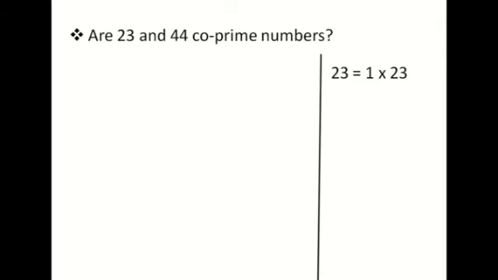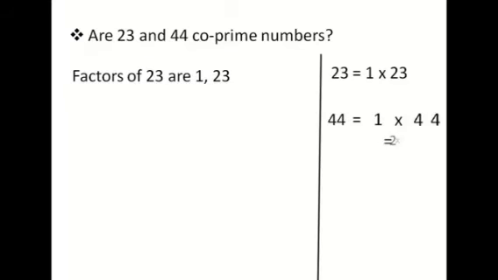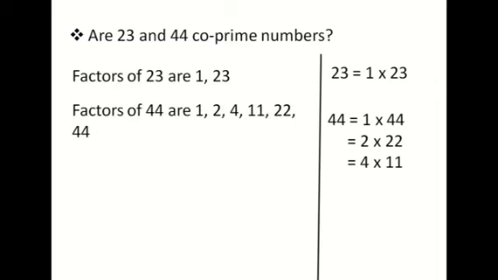So the factors of 23 are 1 and 23. Let's go for 44. You can see here 1 into 44, 2 into 22, 4 into 11. That's all. So write down, factors of 44 are, what are those? 1, 2, 4, 11, 22 and 44.